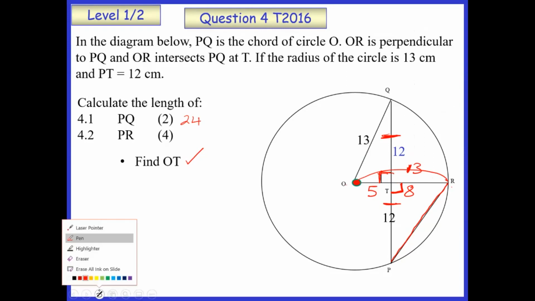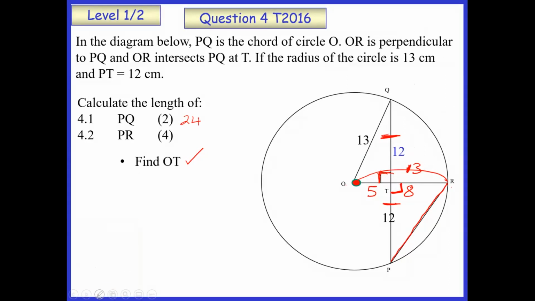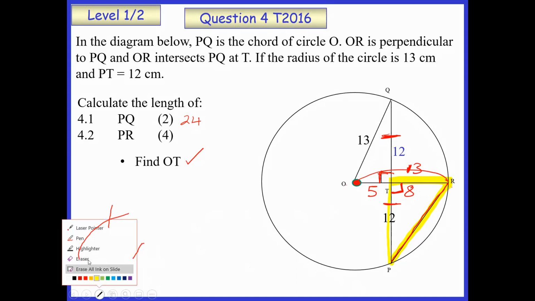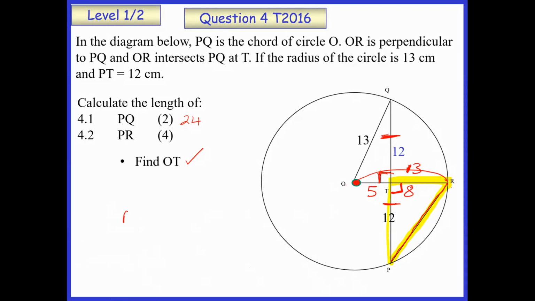So if I'm now looking at the triangle, we can now use Pythagoras. Somebody's mic is on. Mute that. Right. So we can now use Pythagoras and find the third side. Anybody found PR? What is PR equal to?